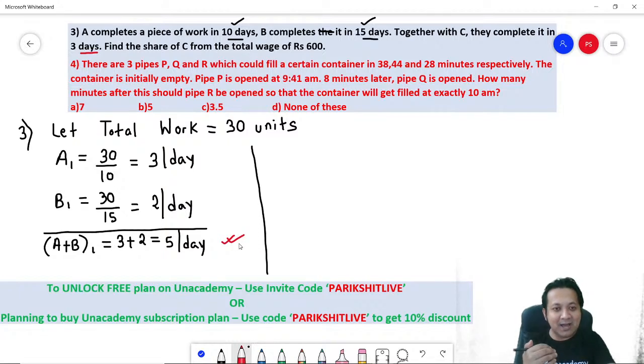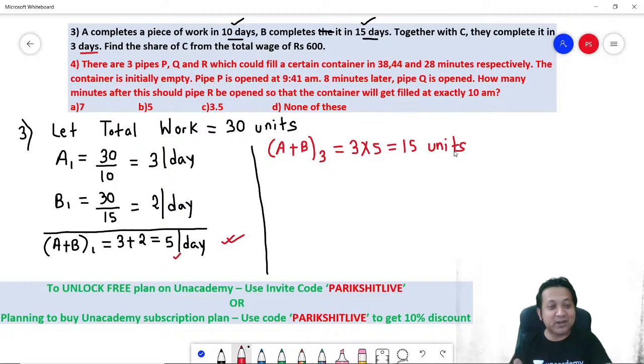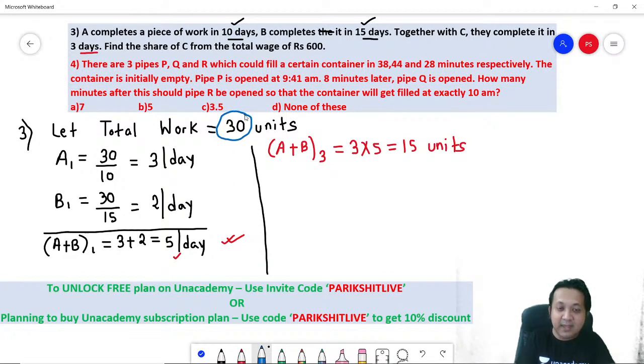Remember, they say entire work is getting completed in 3 days. So obviously, how much would A plus B be doing in 3 days? Remember, 1 day 5 units. So in 3 days, A plus B would be doing 3 into 5, so basically 15 units. But the question is telling you a very interesting thing. It tells you in 3 days, the work is getting completed. How is it possible? Remember, total work is 30 units. A and B in 3 days is able to finish only 15.